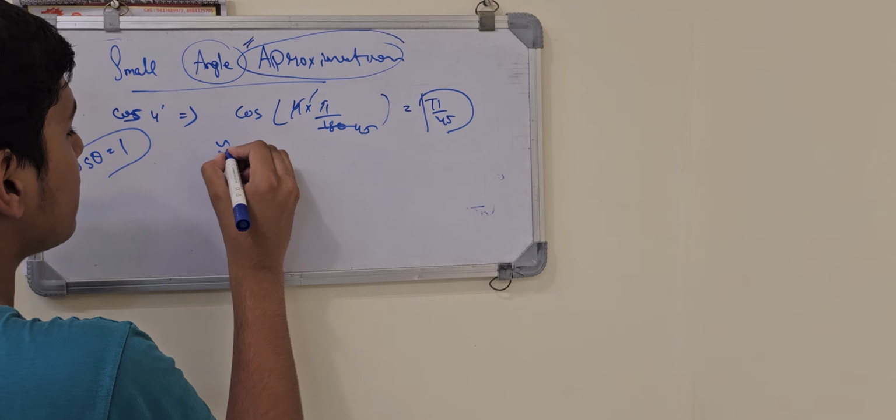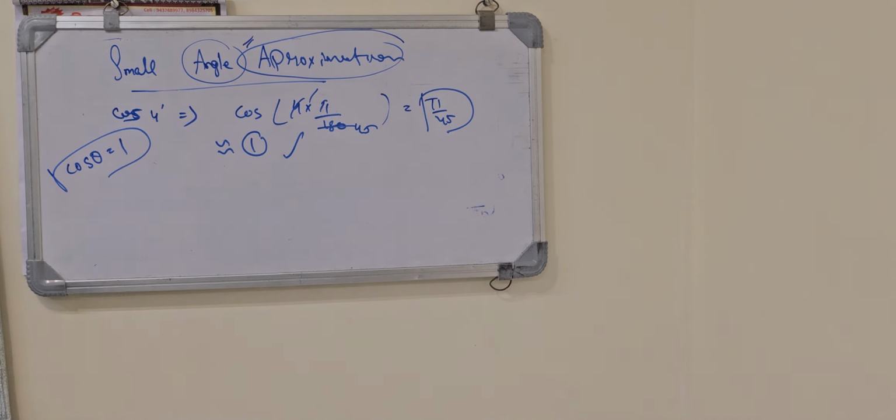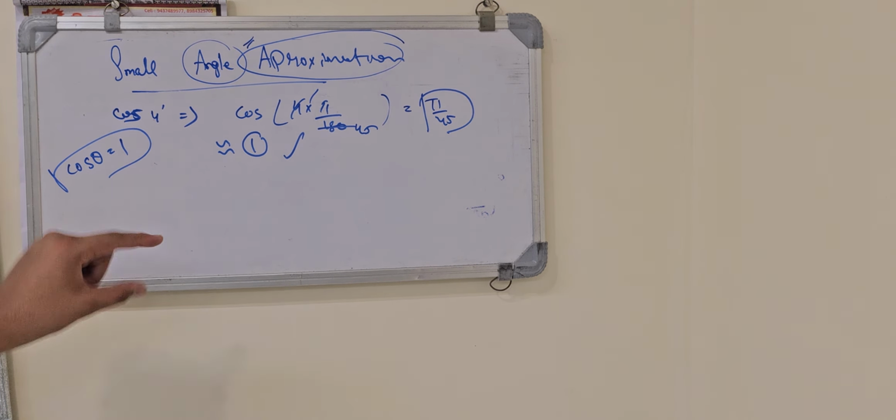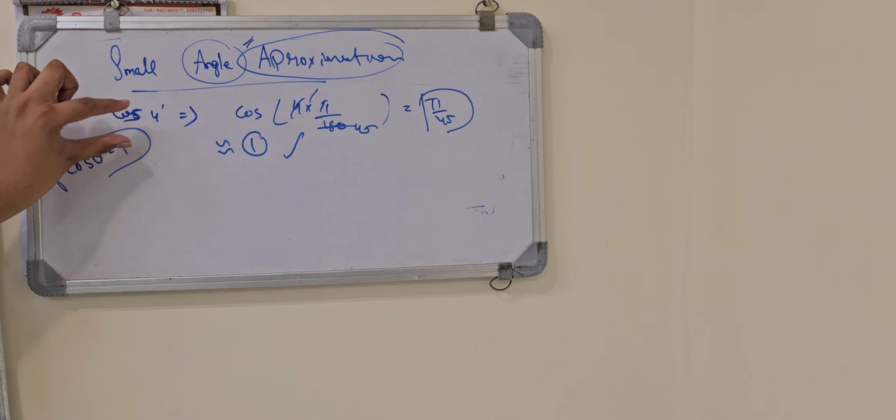So this will be approximately equal to 1. And this case is only for smaller degrees, lower degrees. Small angle approximate means smaller angles. So if you talk about smaller angles, cos 4 degree is equal to pi by 45. When we have a smaller degree, not if you talk about a larger degree.